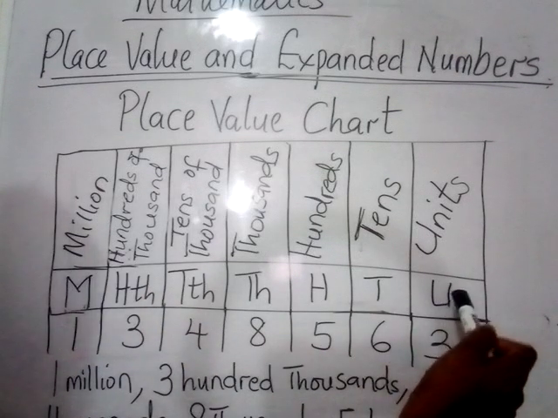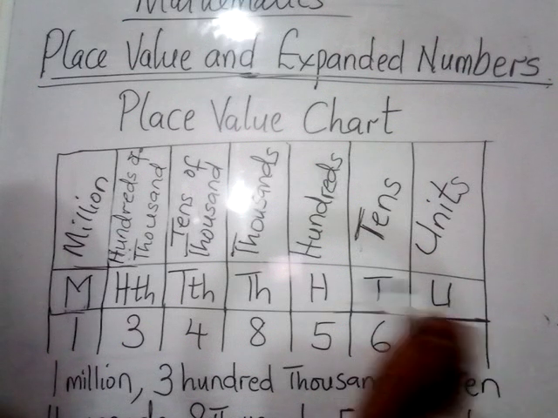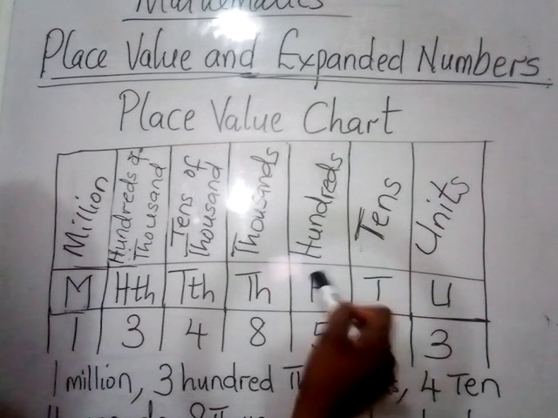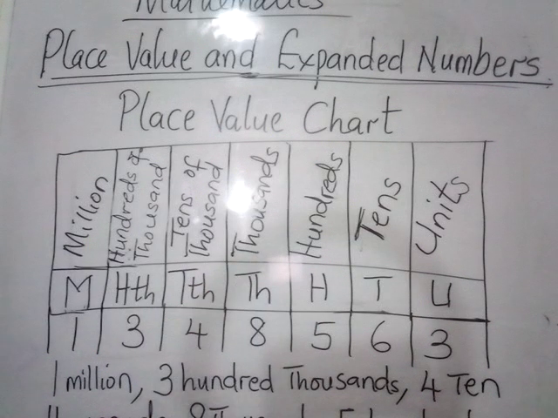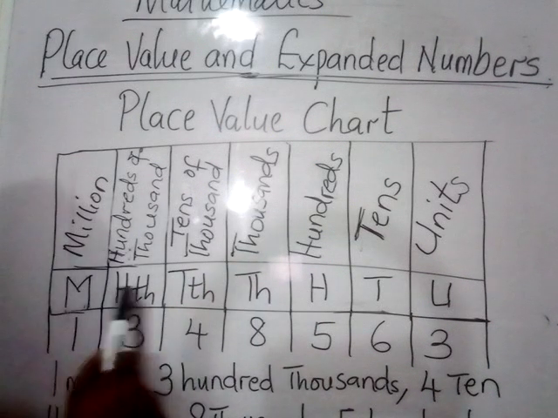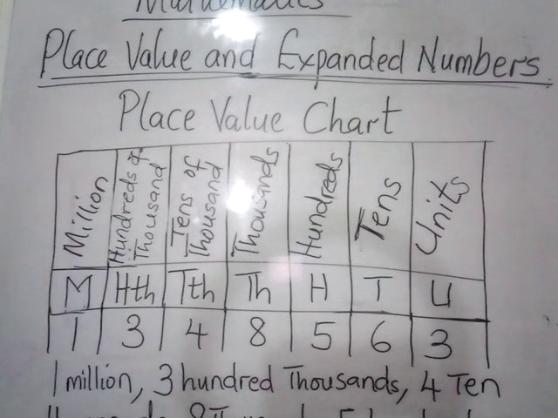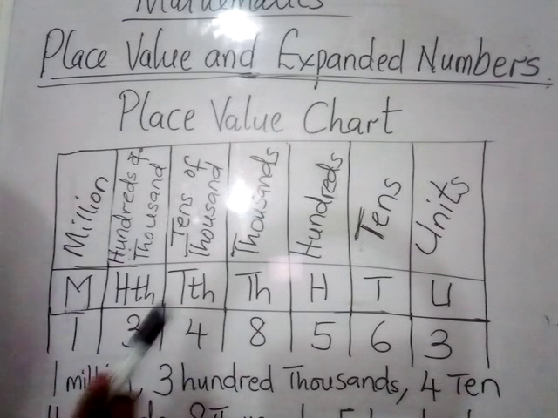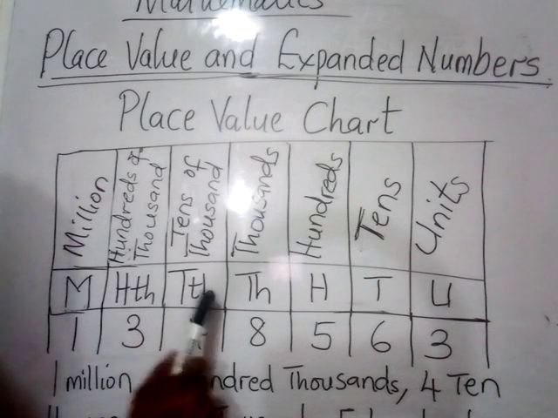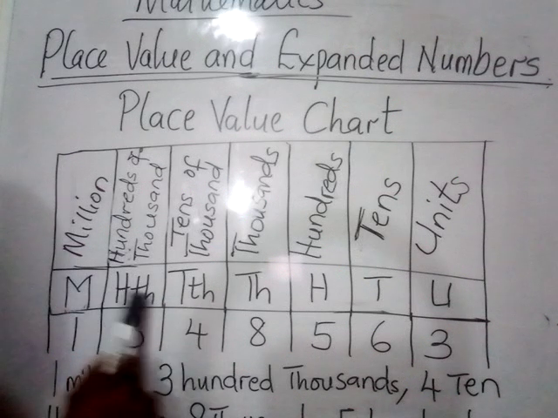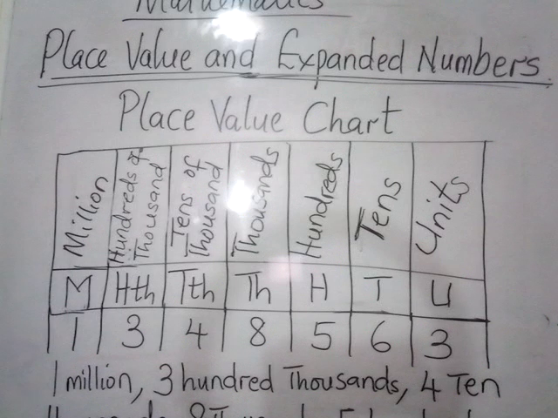I know you are used to or familiar with U, T, H: unit, tens, hundred, and probably TH, which is thousand. But I know that TTH, HTH, and M is maybe, at this level, not so familiar. So the TT here is tens of thousand, the HTH is hundreds of thousand, and the M is million.